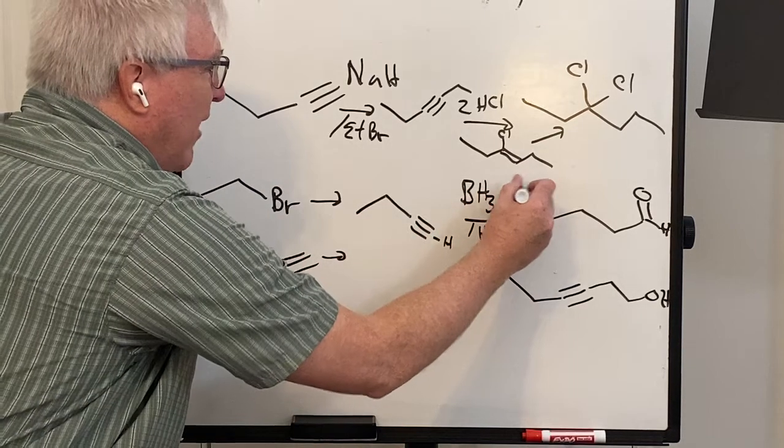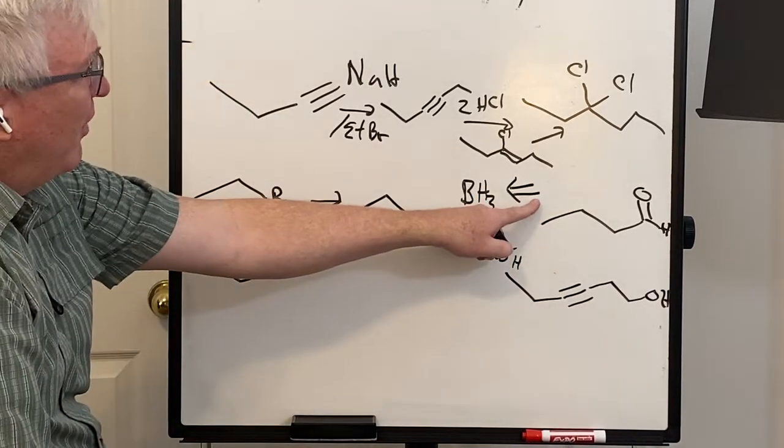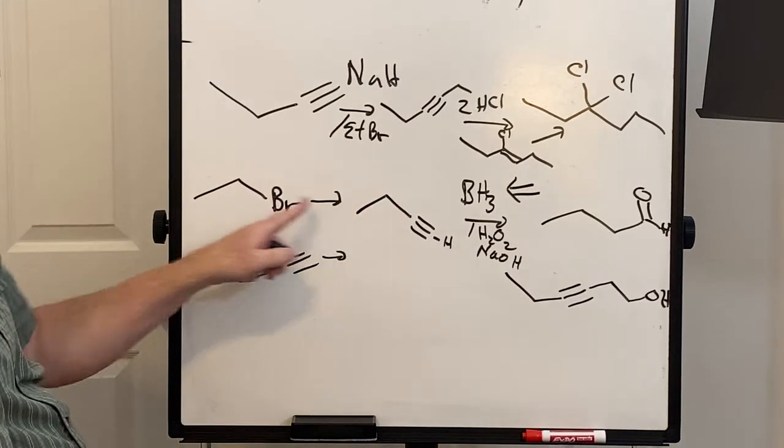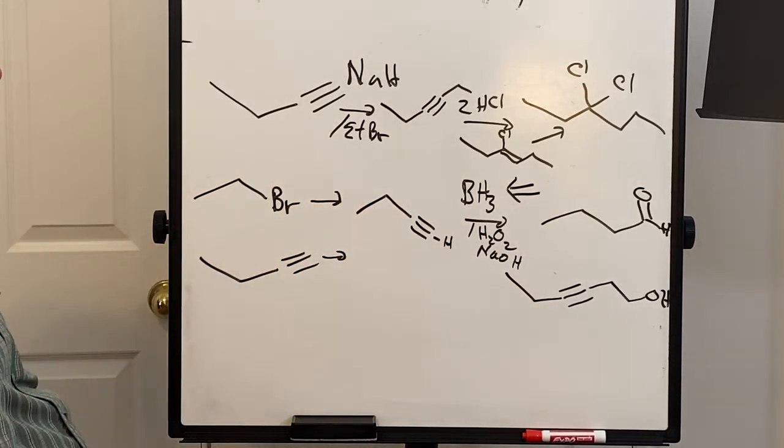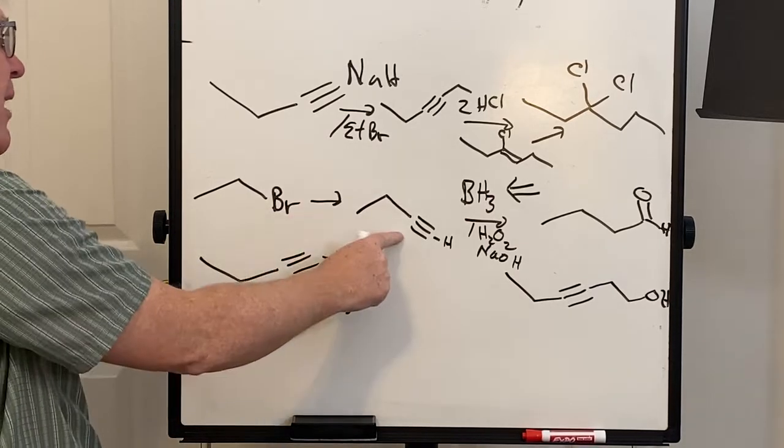And that's that open arrow when we think about synthetic planning. The retrosynthetic arrow is in the backwards direction. Sometimes that's helpful to think about that way. All right, so how do we go in the forward direction? How do we convert the ethyl bromide into that?